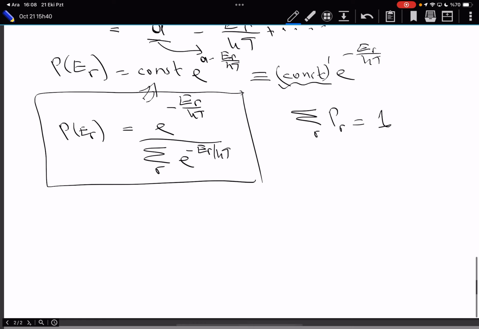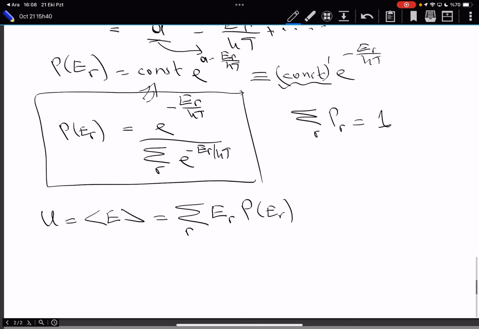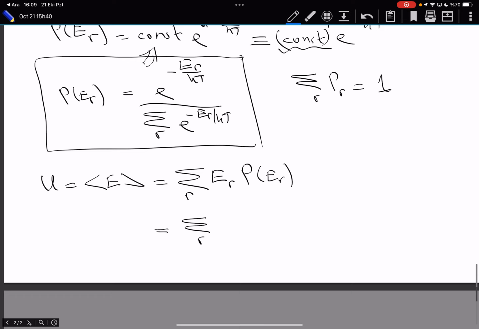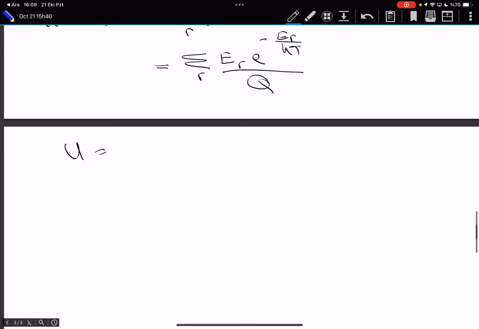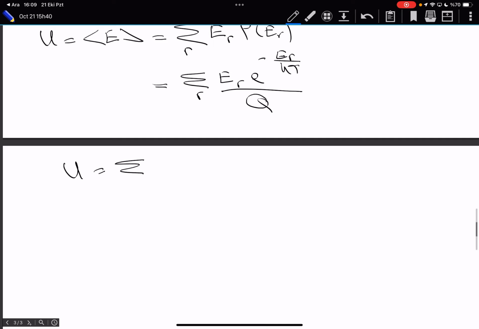And now I can ask the question, what is the average energy of the system? Well, the average energy is the sum over all the possible microstates of the system, the energy of that microstate times the probability of that microstate, which will be sum over R, E of R, e to the power minus, let me call this sum Q, divided by Q. U will be equal to e to the power, well, let me call beta 1 over KT. I will evaluate everything at beta equal to 1 over KT.